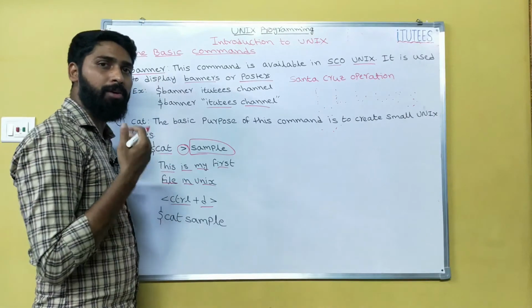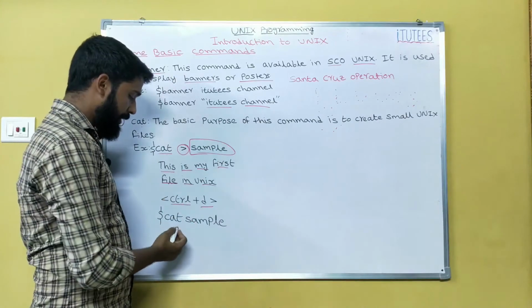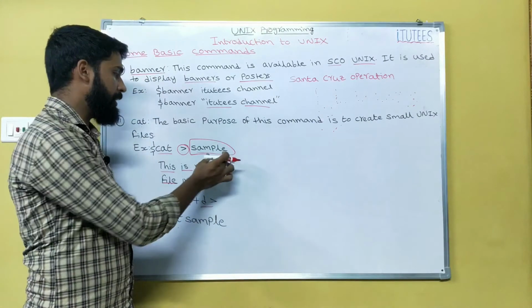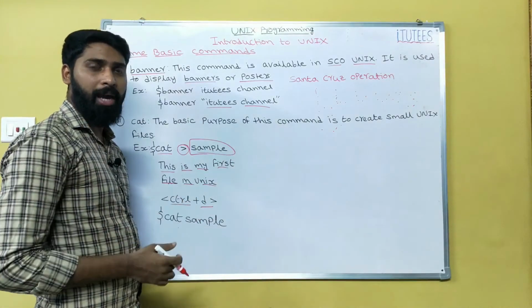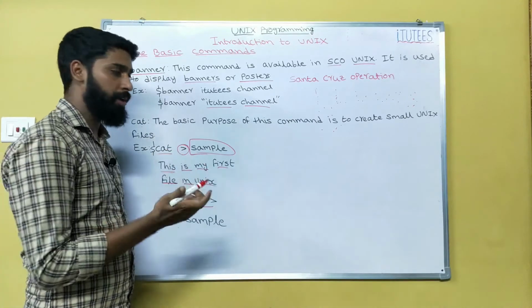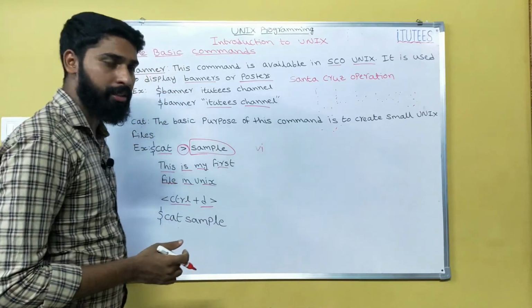For example, I want to see the content in this file sample. How? cat file name. The main drawback of creating files by using cat is the lack of editing capabilities. So instead of cat, we use the VI editor to create files.